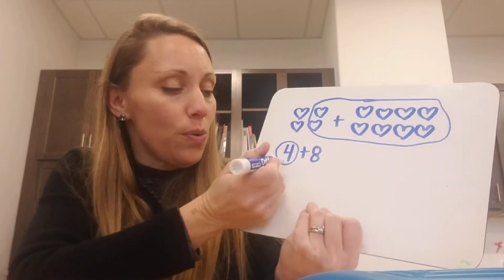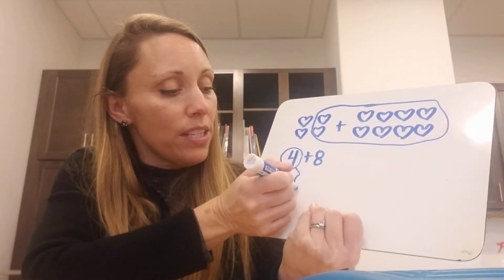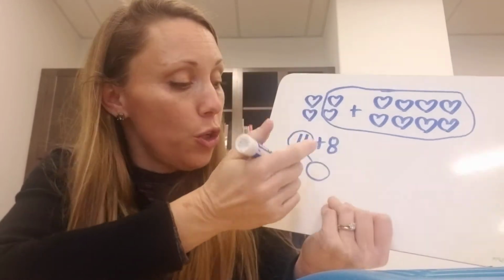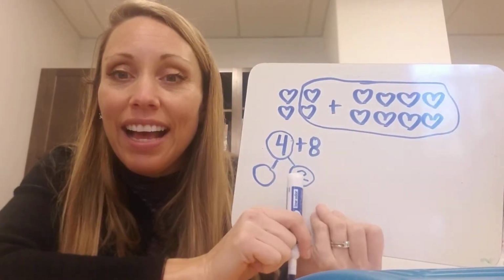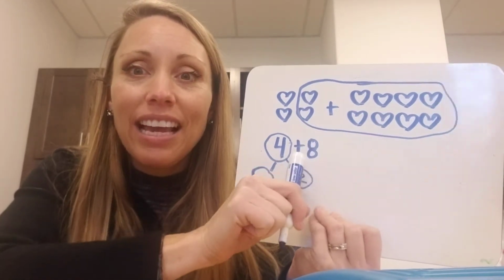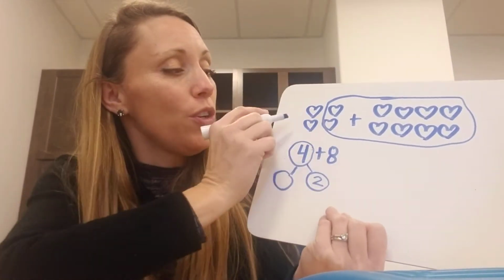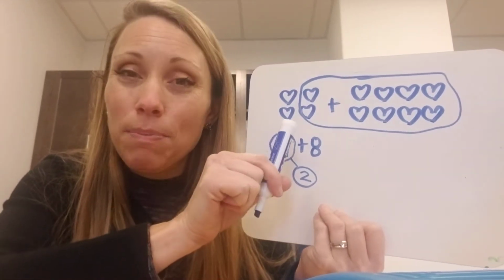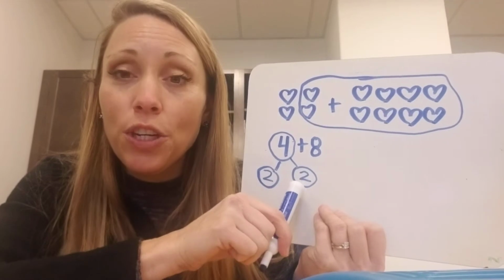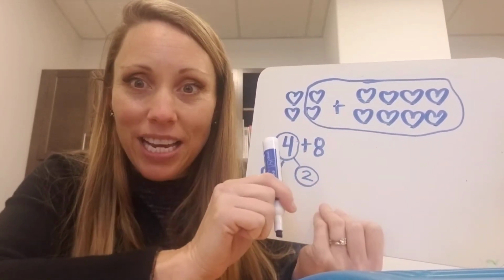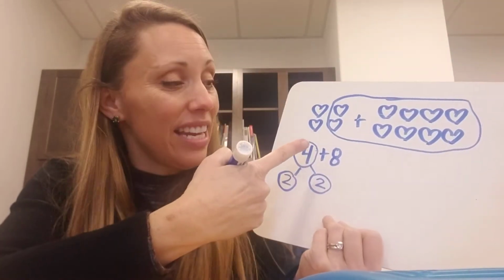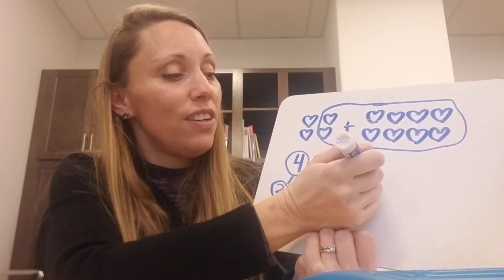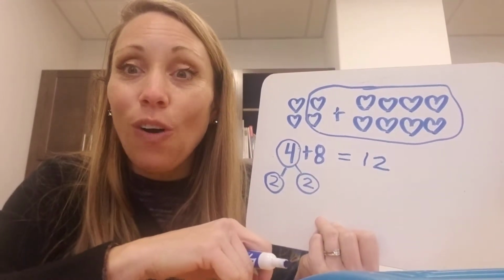What the bond shows is what we stole. We had our group of 4. We took 2 that will now go with the 8. And how many do we have left? 2 left. That is how the bond shows that we split 4 into 2 and 2 to make a group of 10. And now we can see that 10 and 2 is 12. So 4 plus 8 is also 12.